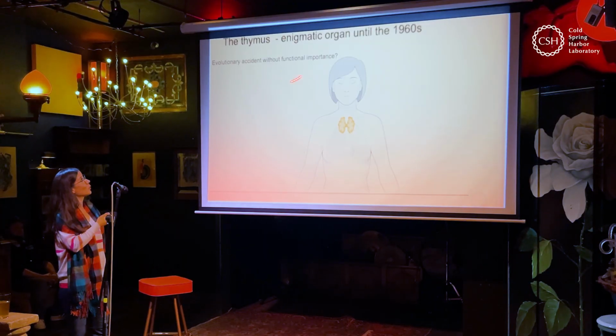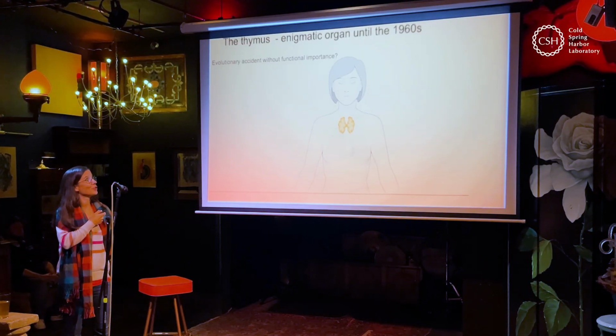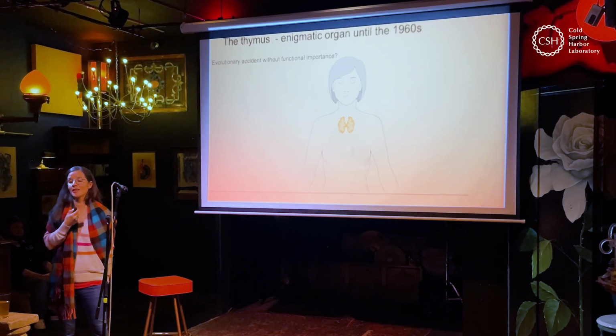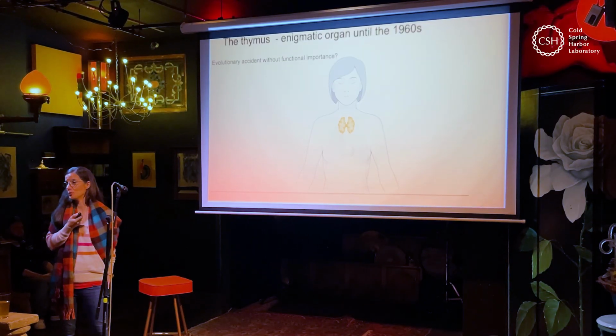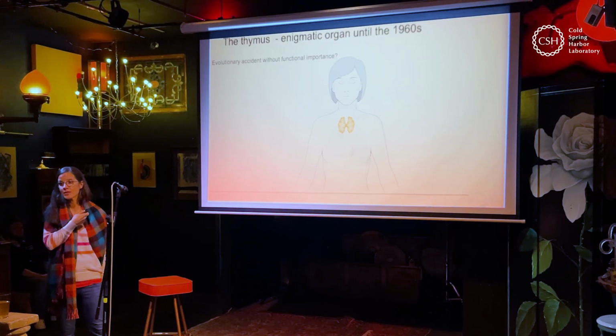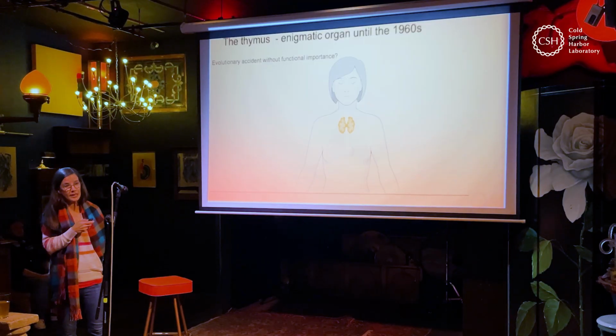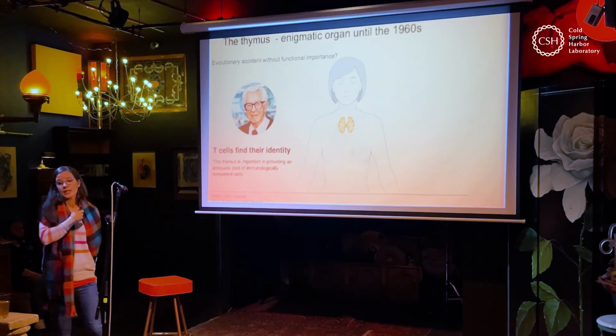This is actually a quote from a Nobel Prize laureate who got the Nobel Prize for realizing that there is learned immunity. So this was a big statement in the 60s. And then Jacques Miller came around and said, I do think this organ has a function. It seems crazy for evolution to keep an organ just for something to die in there.